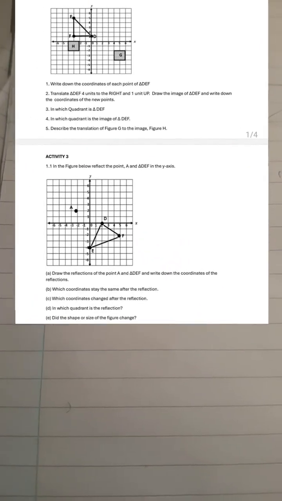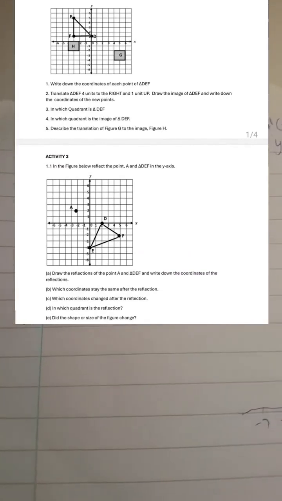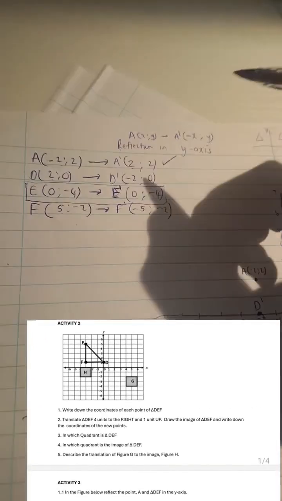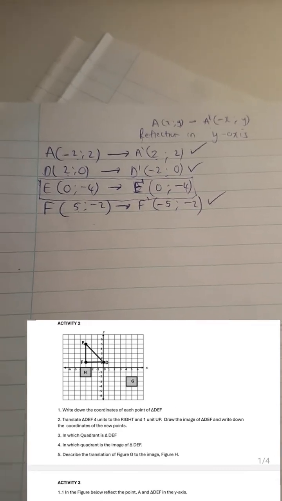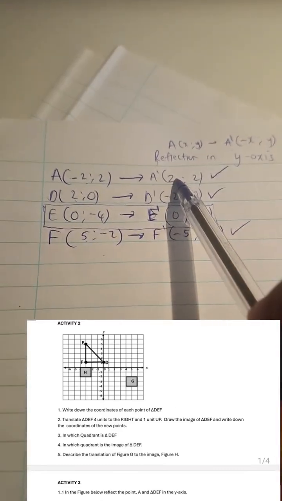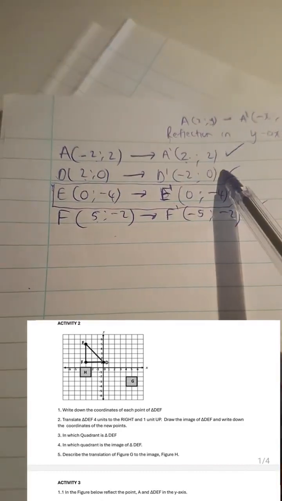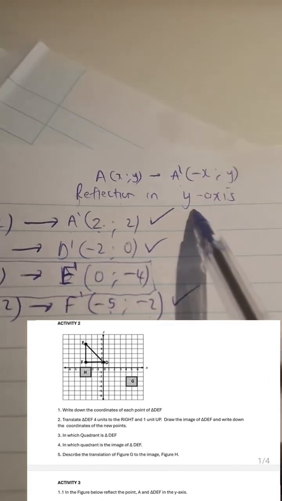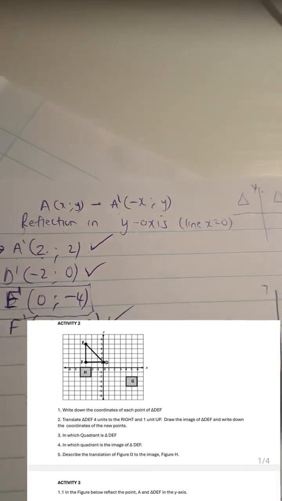Then which coordinates changed after the reflection? We have A, we have D, we have F. They all changed. You can see the x-coordinate changed, whilst y stays the same. The x-coordinate changes whilst y stays the same, because that speaks to a reflection in the y-axis, or the line x equals 0, because the line x equals 0 is the y-axis.